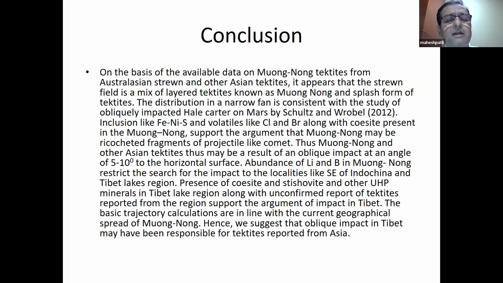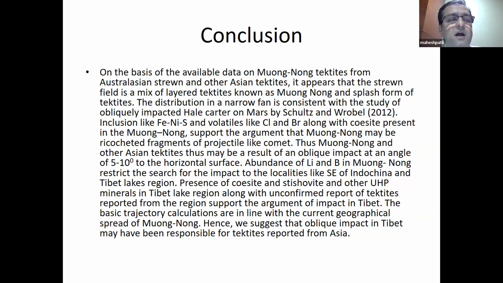So that area gets restricted to more or less regions which are known for this richness, and Tibet is one of the regions known for lithium and boron deposits. Presence of cosites and stishovite and other ultra high pressure minerals in the Tibet Lake region, with an unconfirmed report of tektites found in the region, support the argument of impact in Tibet. The basic trajectory calculations are in line with the current geological spread of Myeongdong. Hence, we suggest that an oblique impact in Tibet may have been responsible for tektites reported from Asia.